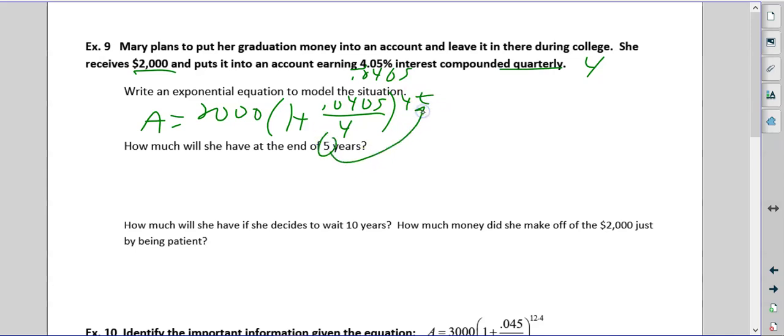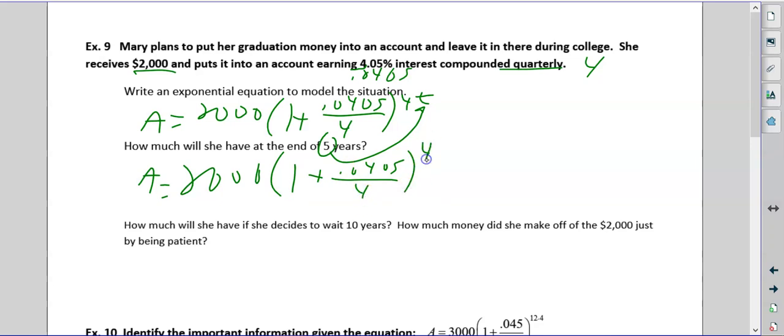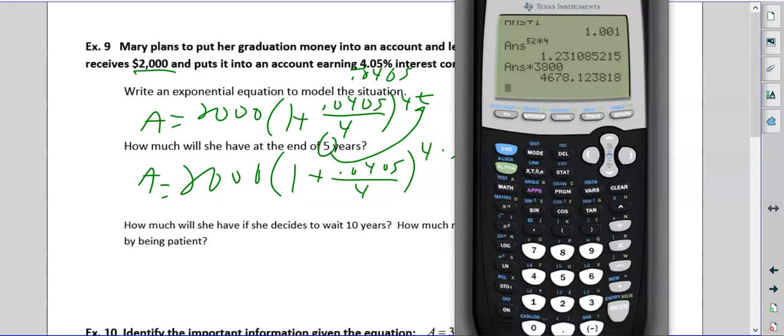After 5 years, how much will she have? Well, let's see. $2,000. 1 plus 0.0405 divided by 4 to the 4 times 5, or 20. So 0.0405 divided by 4 plus 1 raised to the power of 20, or 4 times 5, times 2,000.